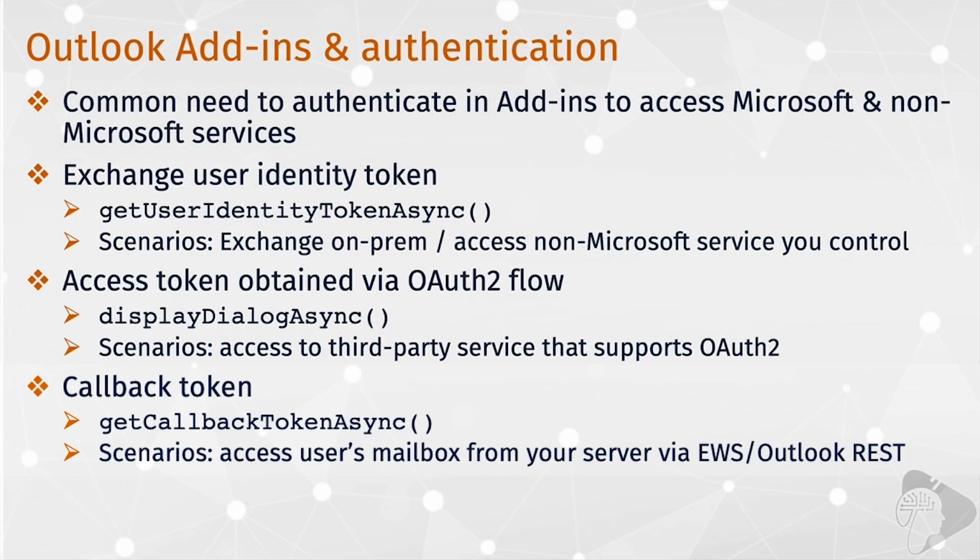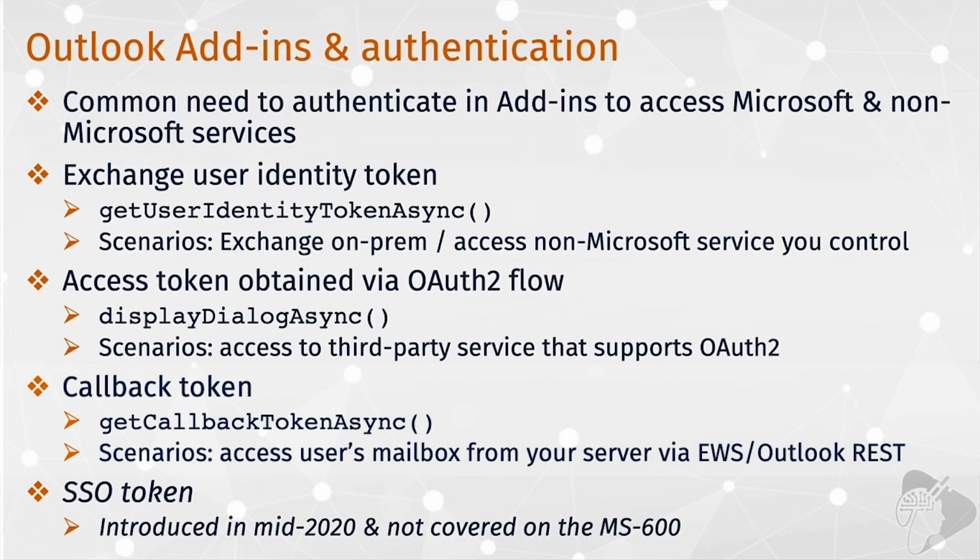Another option is something called the callback token. Now, this is going to give your add-in access to the user's mailbox from your server, either via the Exchange Web Services or the REST API. And you're going to get the token by calling the getCallbackTokenAsync method from the mailbox object. The access level that your token has, what it can do, is controlled by the permissions that are specified in the add-in manifest.